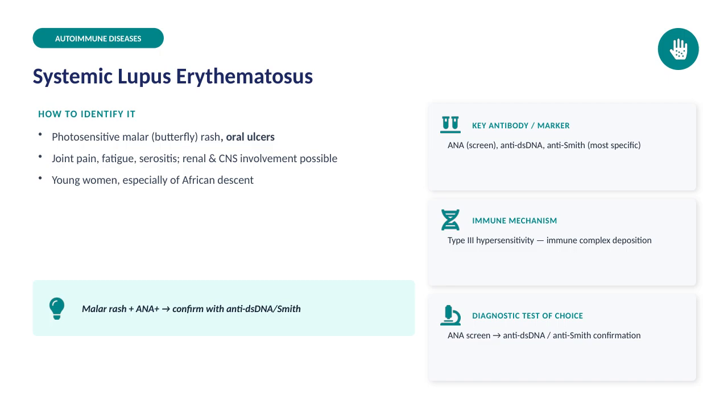To identify it, the presence of a malar rash combined with a positive anti-nuclear antibody, ANA test, is a strong indicator, and it should be confirmed with more specific tests for anti-double-stranded DNA or anti-Smith antibodies. The underlying immune mechanism involves type 3 hypersensitivity, where immune complexes deposit in tissues causing damage. The diagnostic approach begins with an ANA screening, followed by confirmation with anti-dsDNA and anti-Smith antibody tests, which are the most specific markers for lupus.